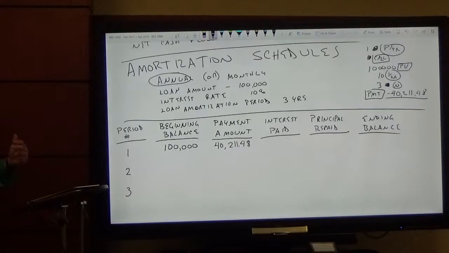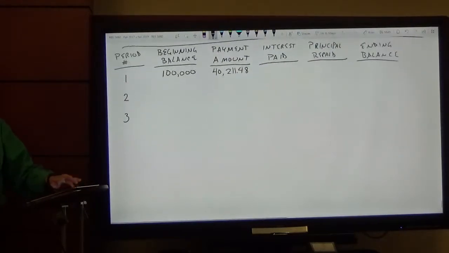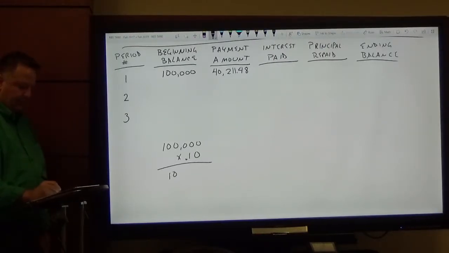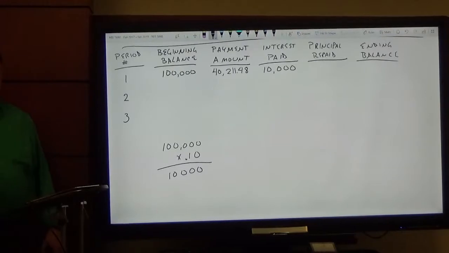Now, I want to show you real quickly how to calculate the interest by hand, and then we'll show you how to do it on the calculator using the amortization function. In this case, since it's annual, it's pretty simple. You're going to take 100,000, and our interest rate was what? 10%. So $10,000 is going to be the interest paid for that first year. Does that make sense? Yes. Single payment, so there's no monthly compounding, it's just a simple interest of $10,000.